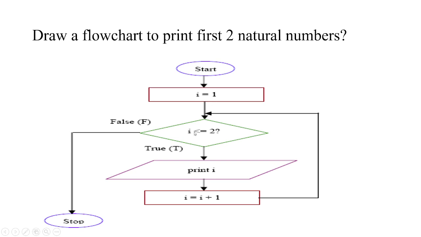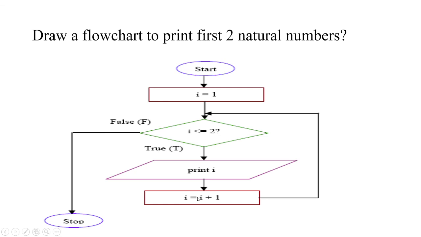So initially it was 1. Of course, 1 is less than or equal to 2. Then print I means 1 is displayed here. Then now I is incremented with 1, that now I becomes 2. After getting incremented, again it moves back to the condition to check whether 2 is less than or equal to 2. Yes, it is true. That's why it moves to the true part and prints 2.